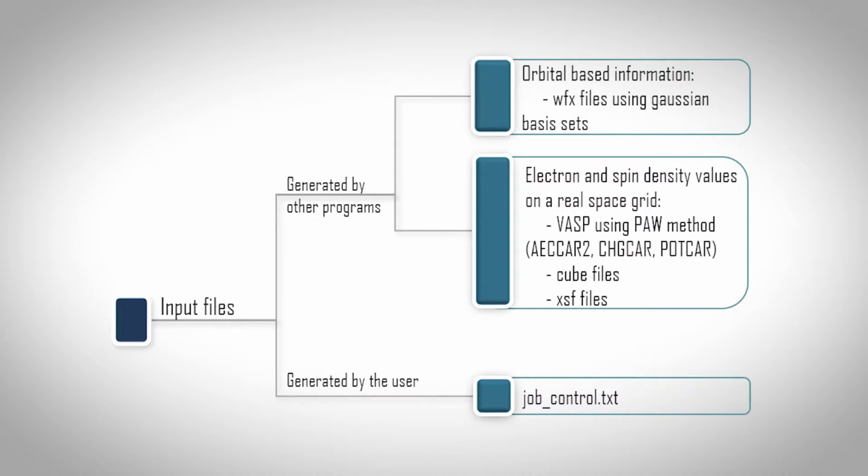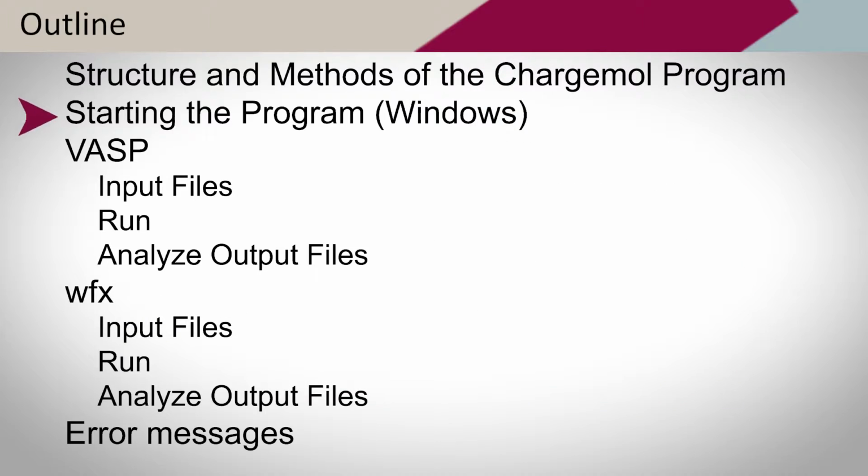There are two possibilities when generating input files by other programs. The input file containing information about the orbitals is a file with a WFX extension. Files storing the electron and spin density on a real space grid include the VASP files AECCAR2, CHGCAR, and POTCAR, cube files, and XSF files. As for the file generated by the user, you need the job_control.txt file, in which you specify the analysis you want to perform on the system, as well as other important parameters and information about the system. A VASP example is now demonstrated.